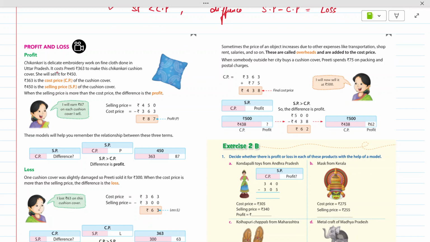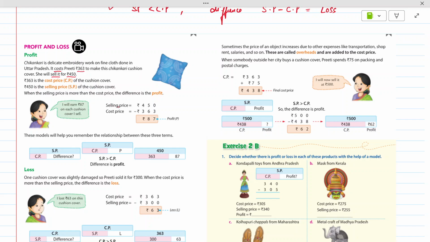So kids, the cost 363 which Preeti is spending on making this cushion is the cost price of the cushion here. Okay, and then she is selling it for rupees 450. After she made this cushion, she has now decided to sell it off for 450. So rupees 450 is nothing but the selling price of the cushion. So we can see here that rupees 363 is the cost price and rupees 450 is the selling price of the cushion cover.